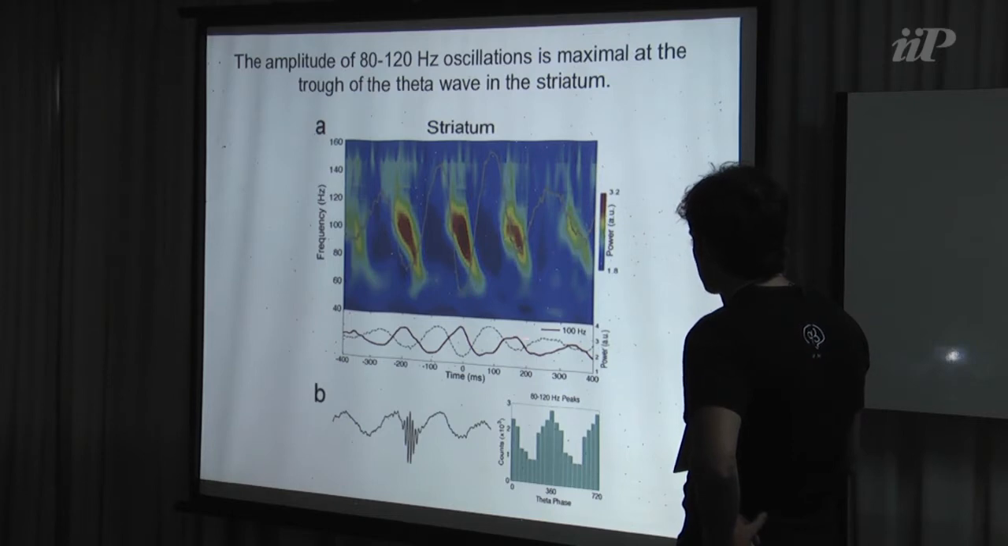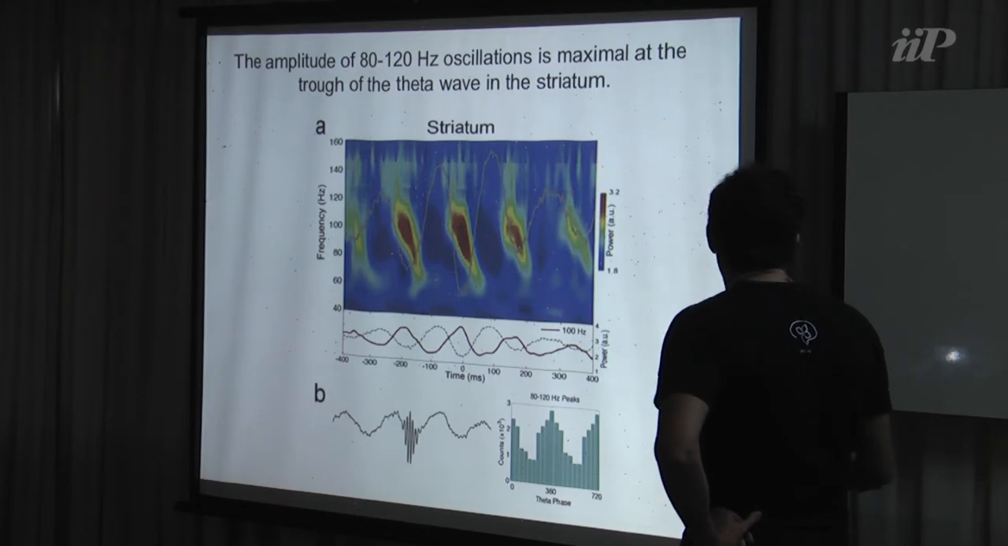You can see it here as well. So this one here, this 100, is a slice here. This is a slice, the dashed line is the reference theta, and we see that this 100 tends to be highest near the trough. Okay, it's shown in other ways as well.